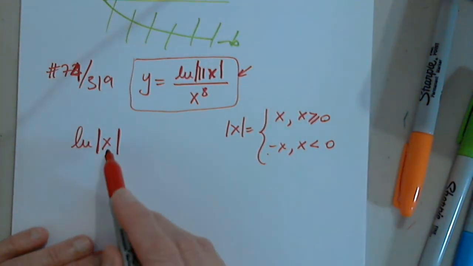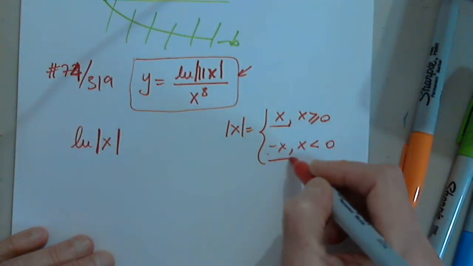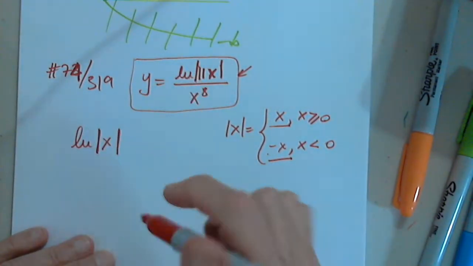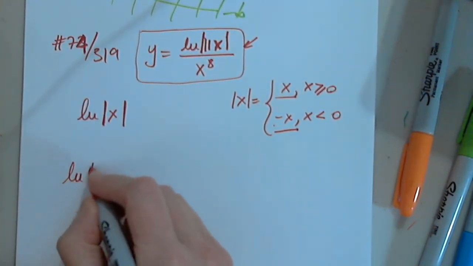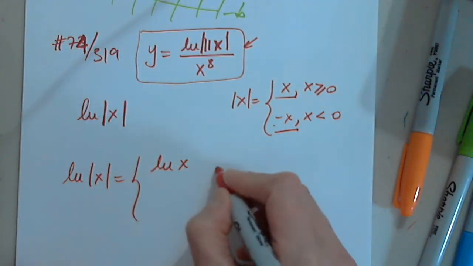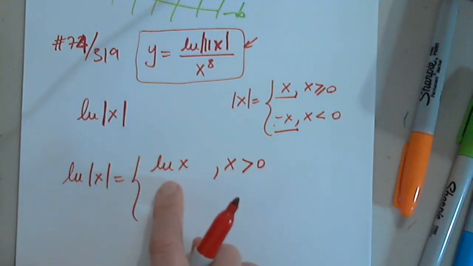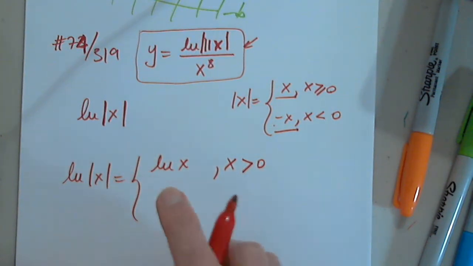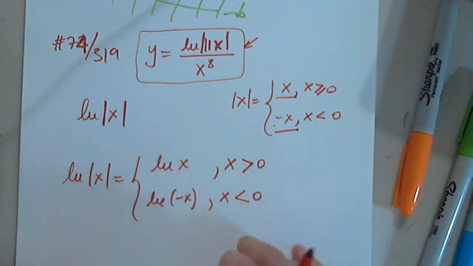Now, how will this affect natural log x? Well, it will have two options. If this piece has two options, this function has two options. What are they? So natural log of the absolute value of x will be either natural log x for x greater than 0. I cannot put 0 inside natural log. Or natural log of negative x for x less than 0.